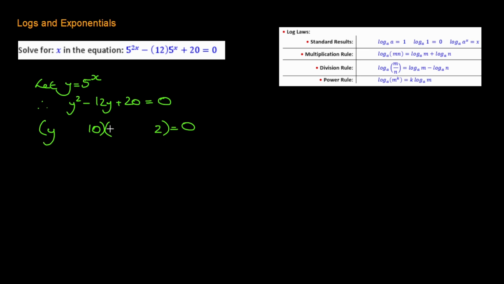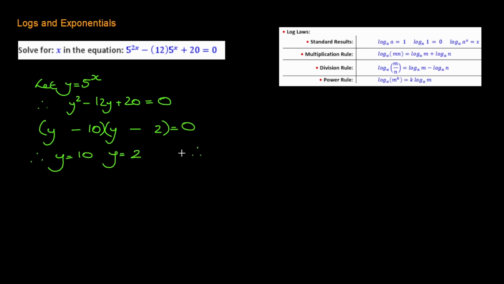y must go here, y must go there. These are both going to have to be negative because both the brackets must generate negative 12, which they do, and happily negative 10 times negative 2 makes positive 20. So our solutions are that y must be equal to 10 and y must be equal to 2.